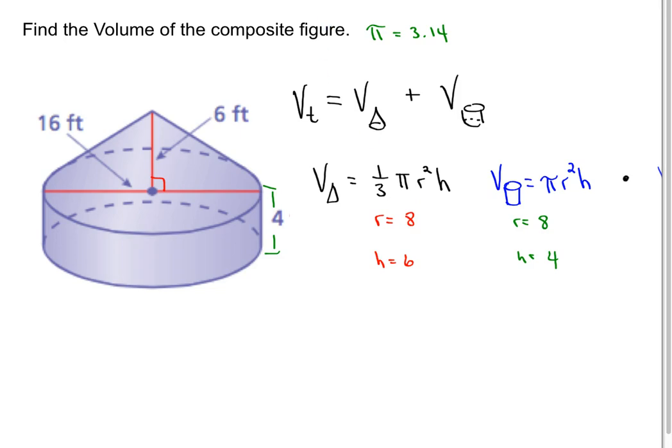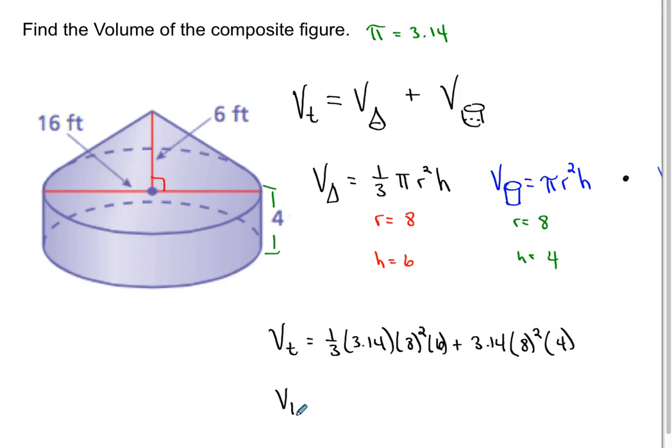I'm going to write out my formula, show my teacher I know what I'm talking about here. So my total volume is 1/3 times 3.14 times 8 squared times 6. That's the volume of the cone. Plus 3.14 times 8 squared again, and this time times 4. Plug that all into your calculator in one keystroke and get an answer.